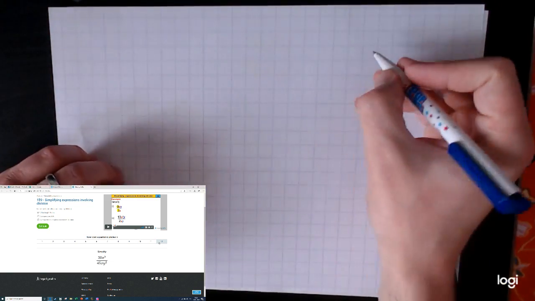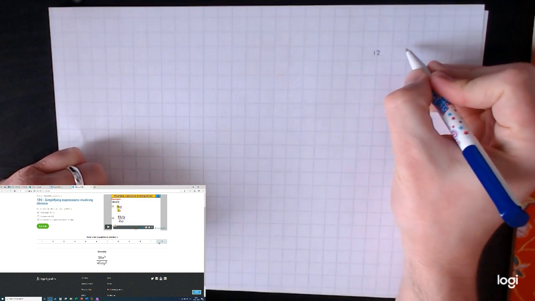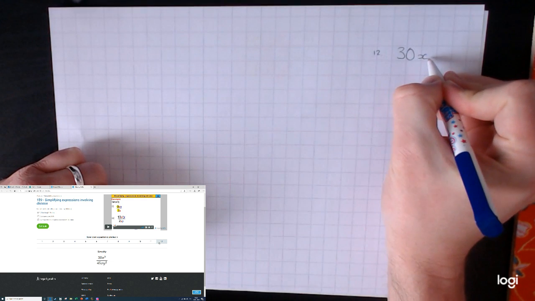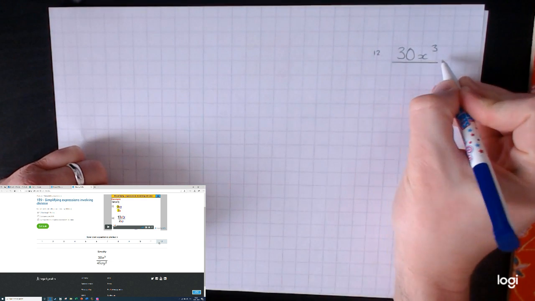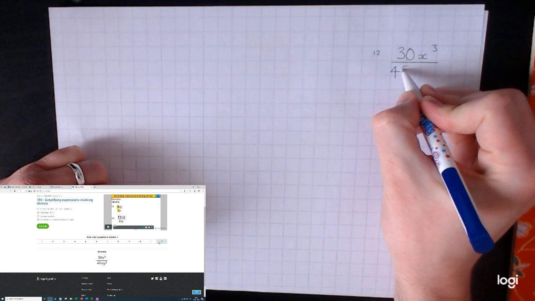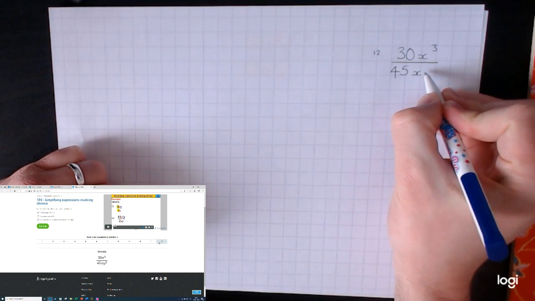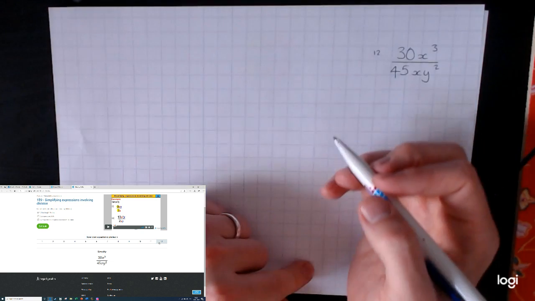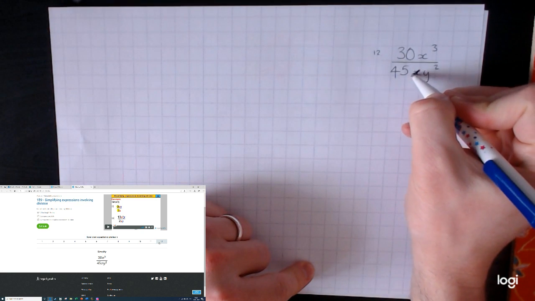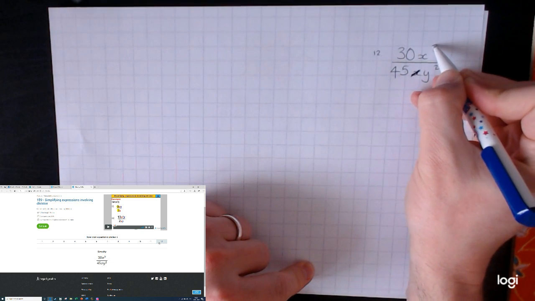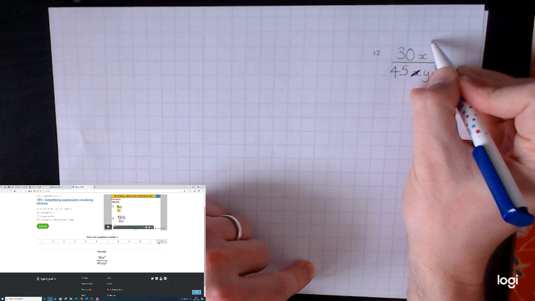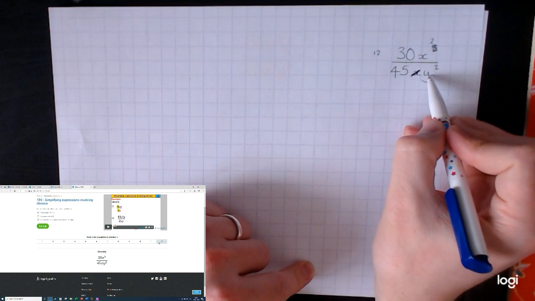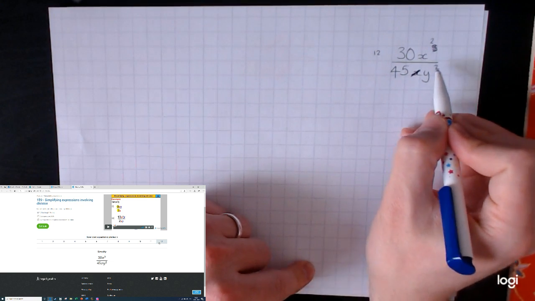So question 12 it's given me on this one is 30x cubed divided by 45xy squared. So hopefully straight away you can see that x is going to cancel out with one of these, and I'm not going to write it out in full now. I'm just going to scribble out the 3 and put a 2. Can't do anything with the y squared, so that's going to stay exactly where it is.